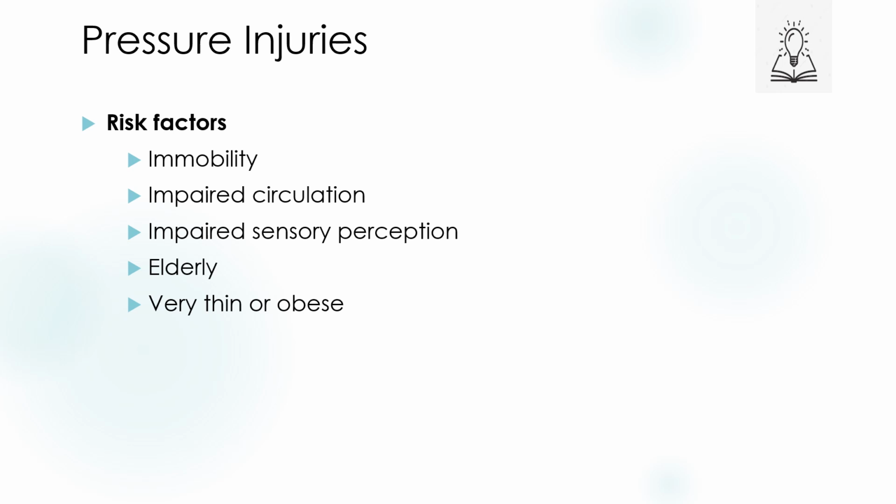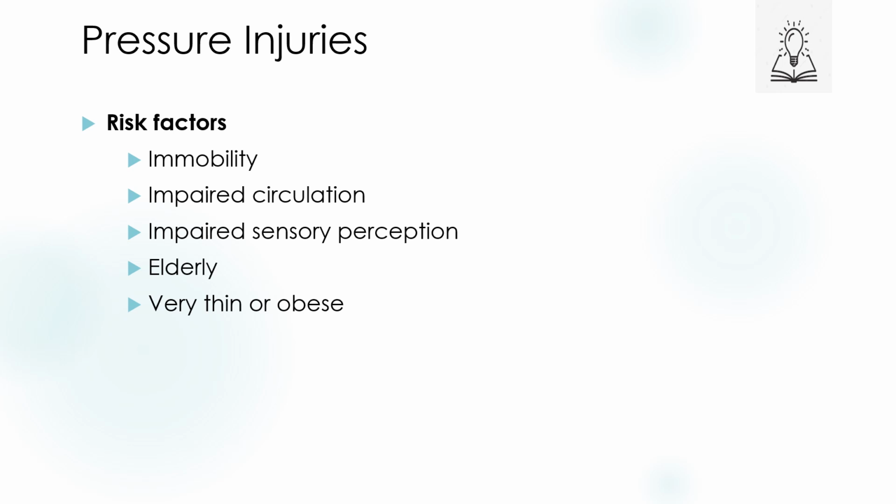Understanding risk factors is crucial for prevention and effective management. One of the primary risk factors for pressure injuries is immobility. Patients who are bedridden or have limited mobility are at higher risk because they cannot change positions frequently. This leads to prolonged pressure on certain areas of the body, reducing blood flow and causing tissue damage.